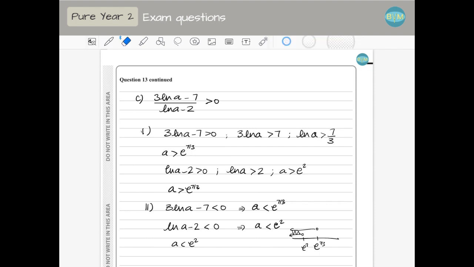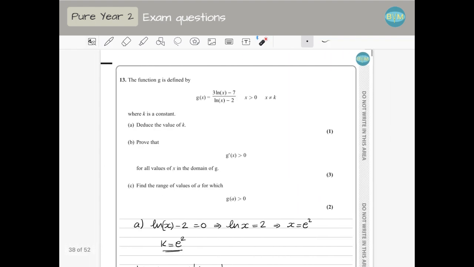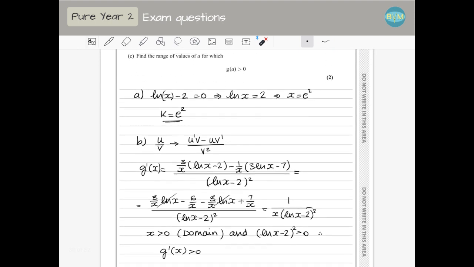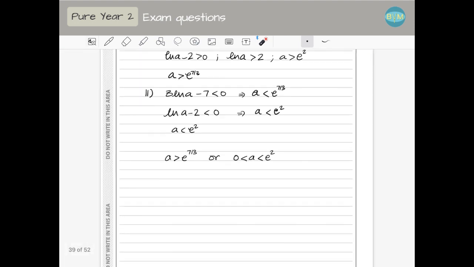Yeah. So the answer should be a greater than e to the power of 7/3 or a smaller than e squared. And you can write 0 less than a, because x must be positive, which means a must be positive. Yeah, a is just a value that we are substituting into the function. Yeah, and that's all with this question. So we have this or this.